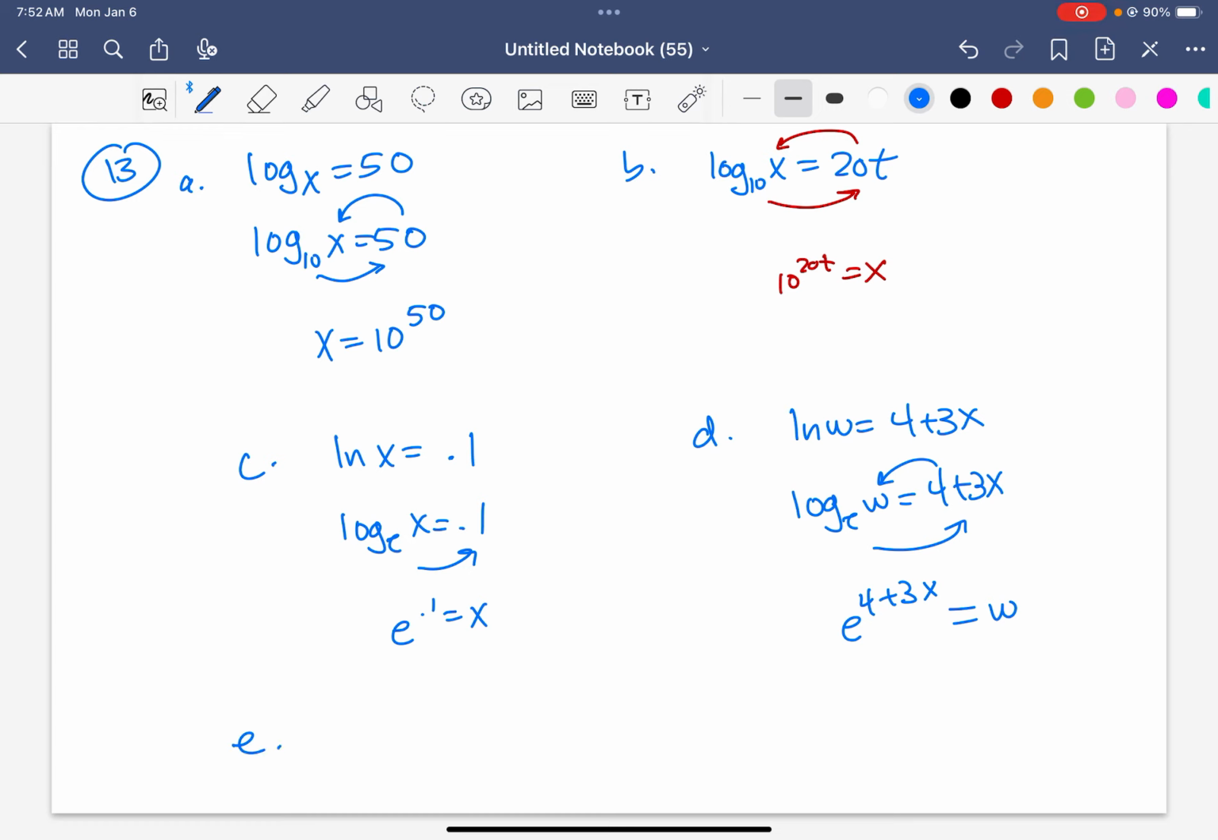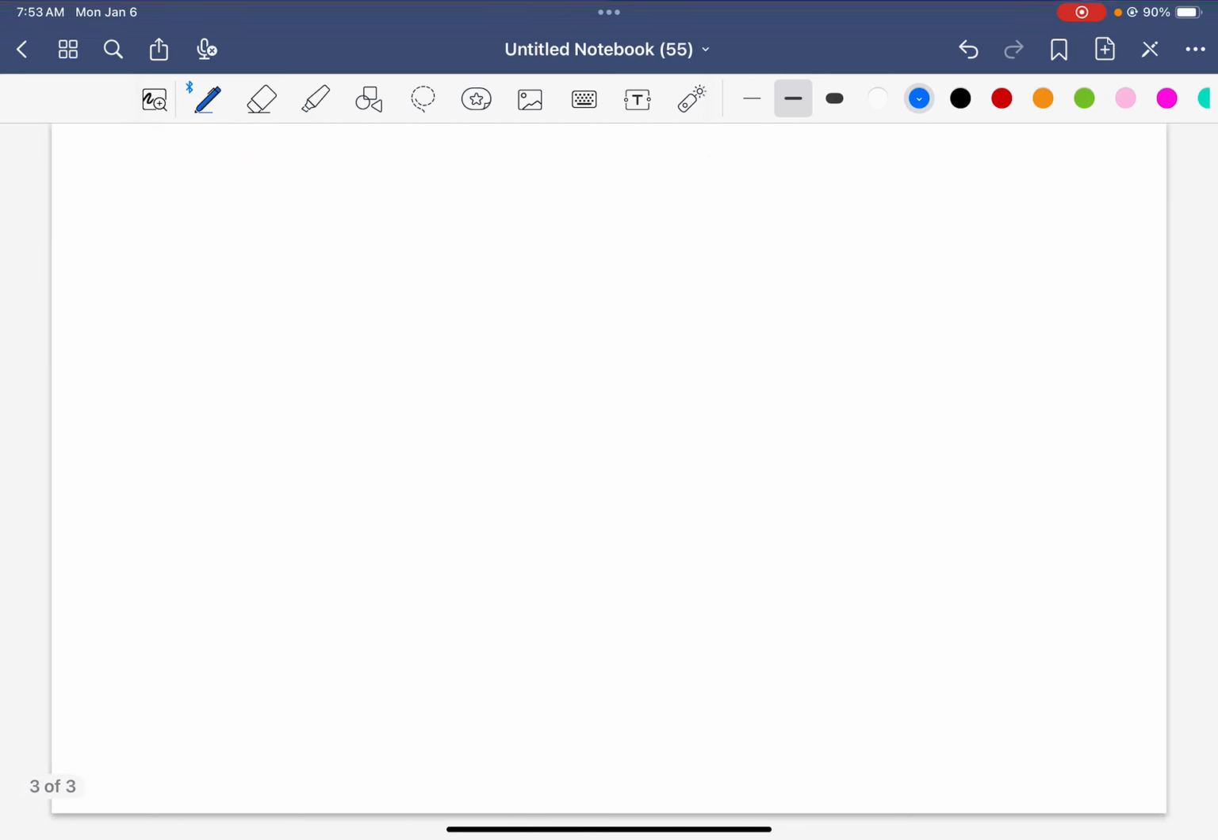And then when we have e, it's natural log of z minus 2 is equal to 1/6. Remember, that's just log base e of z minus 2 is 1/6. Since a log is just an exponent, that is e to the 1/6 is equal to this result. So that's 13. And then we go on to 17.